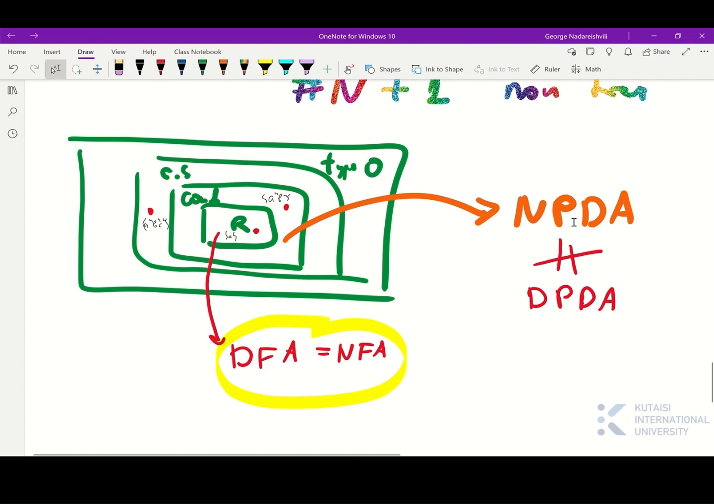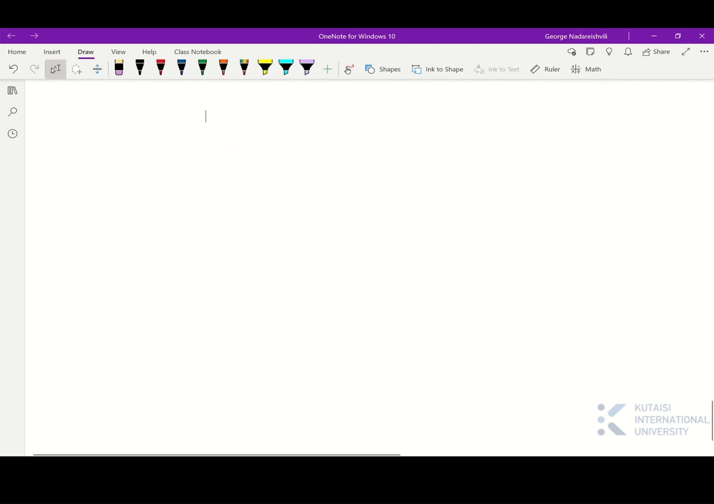There is one thing it can do, but NPDA has many things it can do. Right? So let's describe what is NPDA. Or maybe just describe it here, and then we give a definition in the next hour. So let me draw this. So my NPDA looks like this.